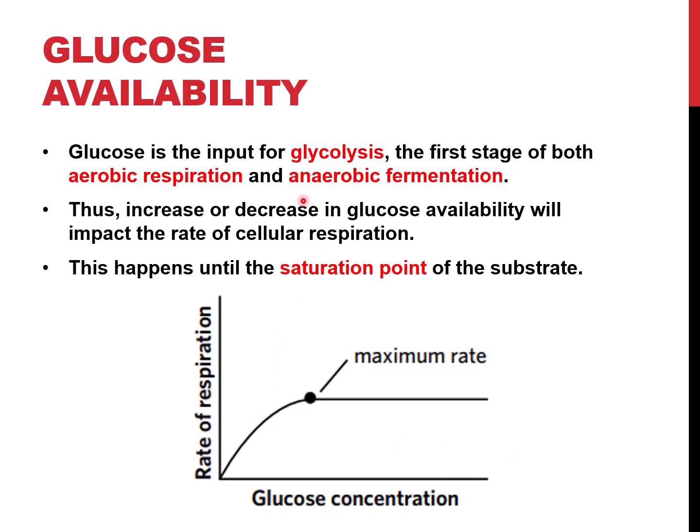Glucose availability. Glucose is obviously an input for glycolysis, so it's in both aerobic respiration and anaerobic fermentation. So if you take away glucose or increase glucose, it's going to change the rate of respiration, increasing until it gets to a saturation point, and then the substrate essentially can't deal with it as much. So the glycolysis gets to a maximum rate and it tapers off.